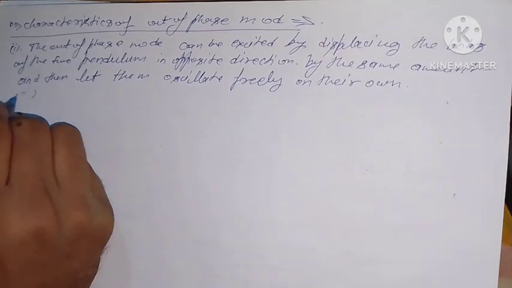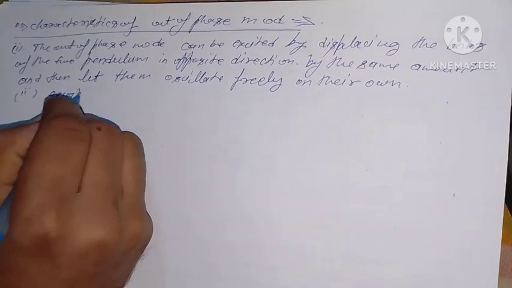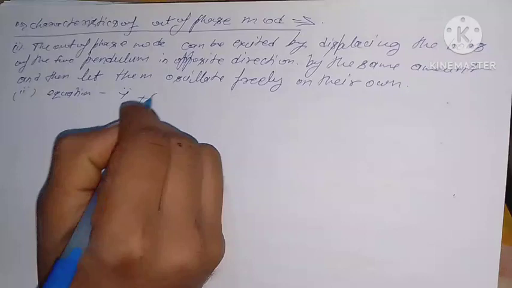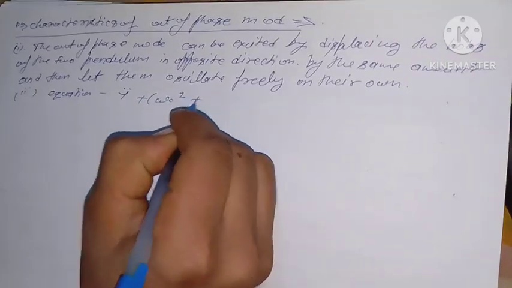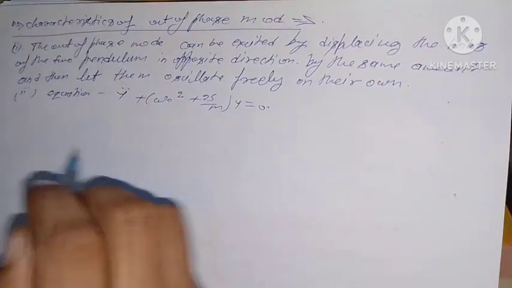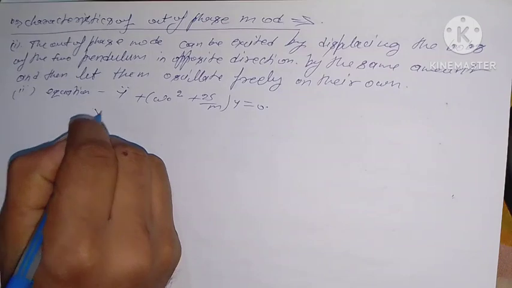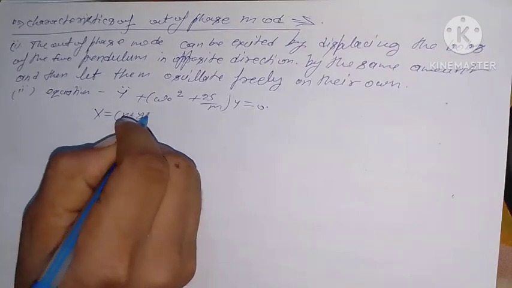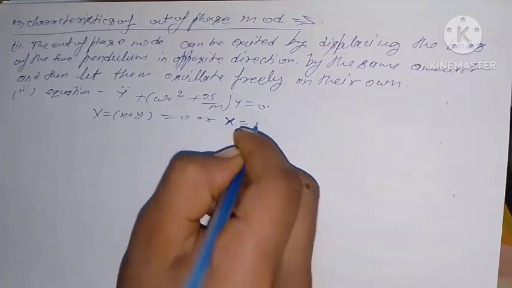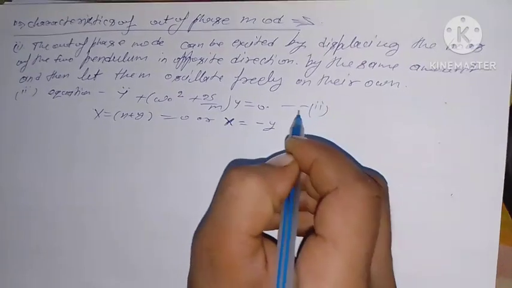Second point: the equation of the out-of-phase mode is d²y/dt² plus (omega naught squared plus 2s by m) y equals 0. It describes the oscillatory behavior of the system when x plus y equals 0, that is, x equals minus y. This is equation number two.